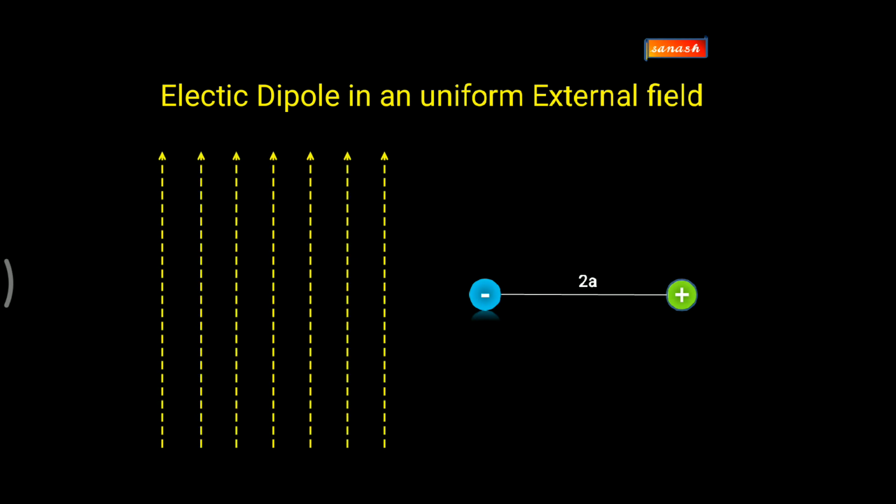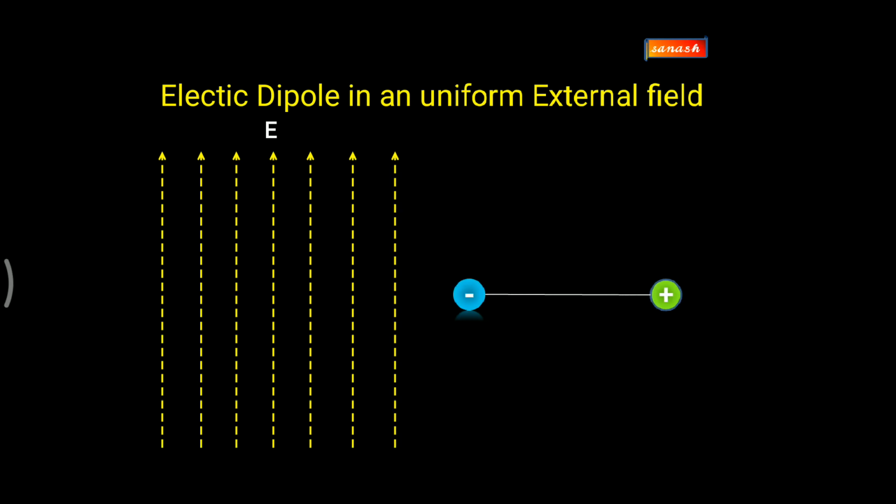Now, consider an external electric field, a uniform electric field, as represented by the parallel lines. This is denoted by the letter E. Now we are going to place this dipole in the external electric field. How does it behave? Look at the dipole, it is slowly moving towards the uniform electric field. Now it is in the uniform electric field.